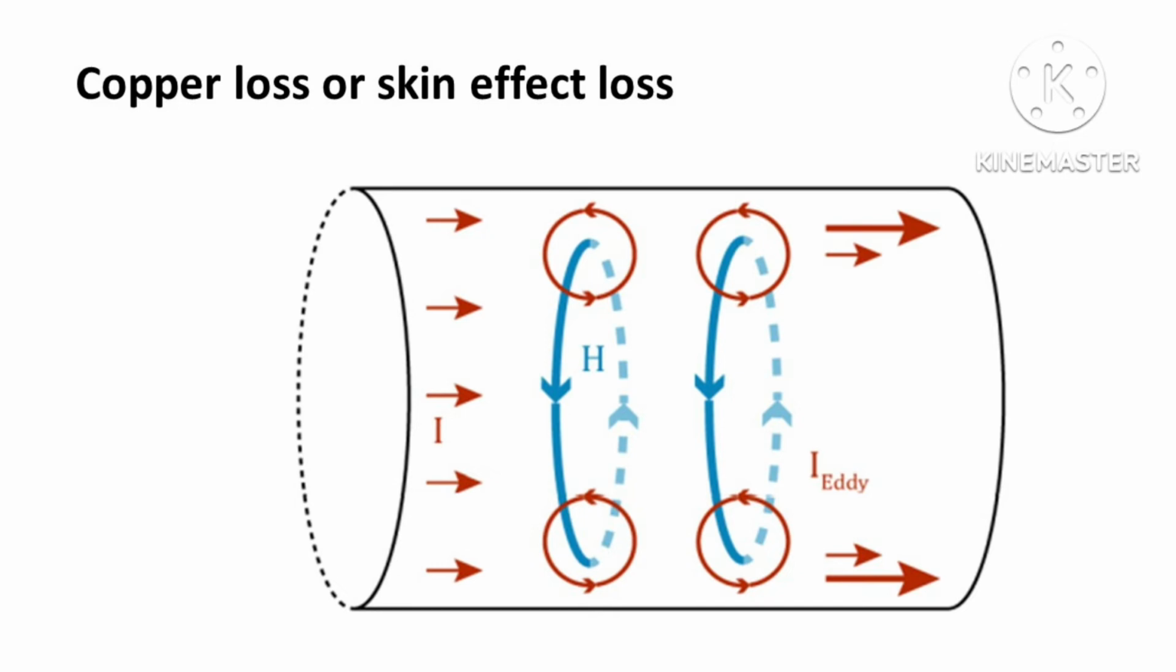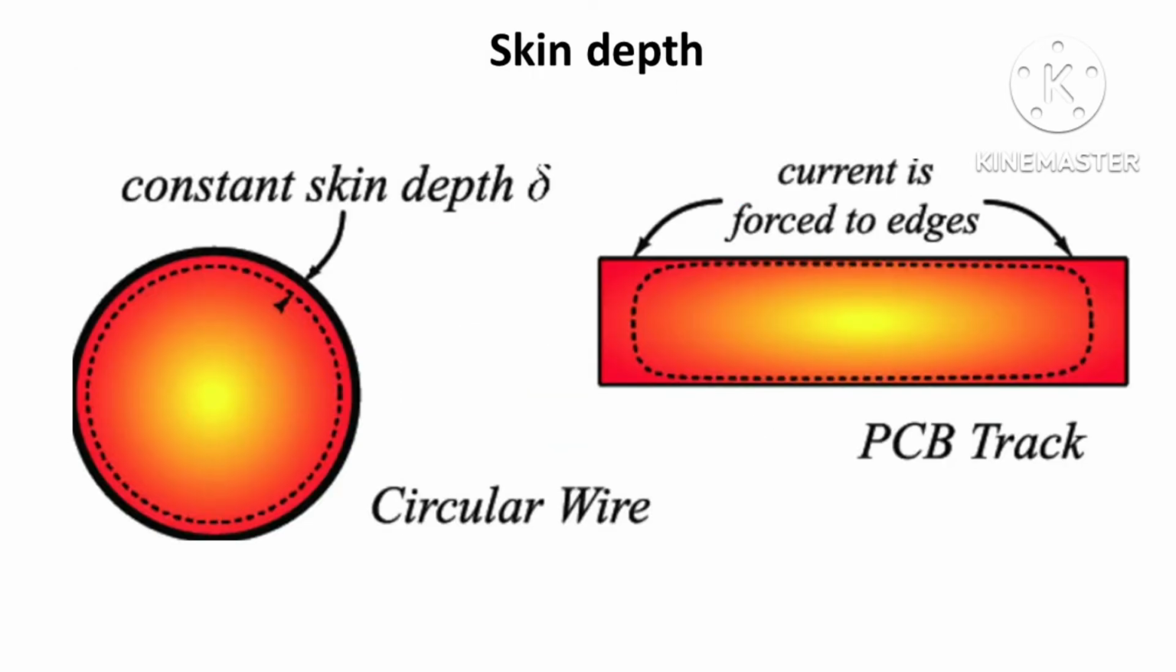The skin effect loss gets larger as frequency goes up. This can be compensated by increasing the width of the traces, which in turn creates larger surface area. A wider trace will always have lower skin effect loss.